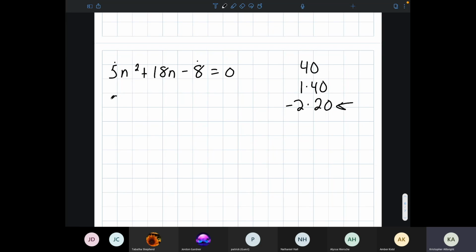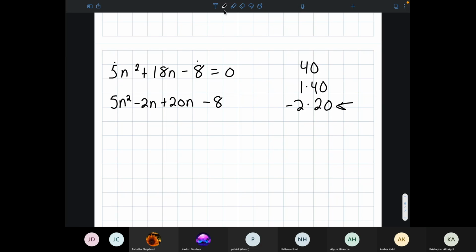So we're going to break this apart: 5n squared minus 2n plus 20n minus 8. And then we do our factoring by grouping process. And you cannot skip to the end from this step. You have to do factoring by grouping.